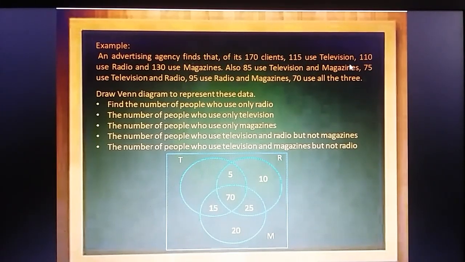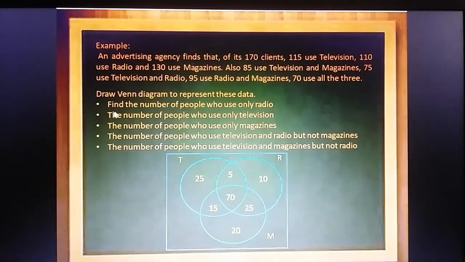115 use television. 15 plus 5 is 20. Plus 70 is 90. Ilan pa ang kulang sa television? 25. So, if we are going to add all of this, 25 plus 15 is 40, plus 70 is 110... 15 plus 25 is 40, plus 10 is 50, 100 plus 50 is 150, plus 20 is 170. We have total of 170 clients. Nakapag-draw na tayo ng Venn diagram.